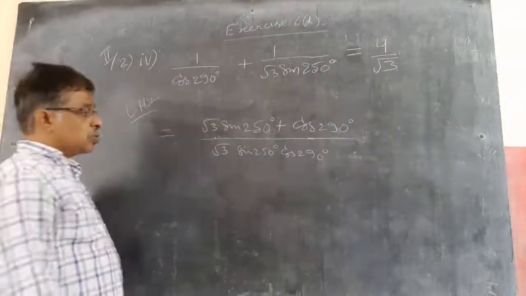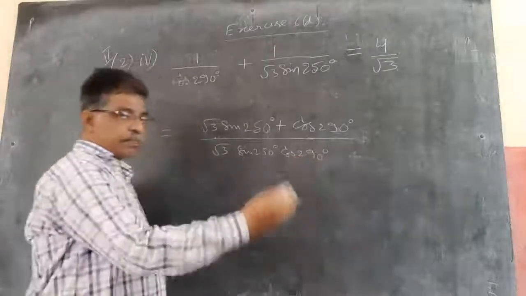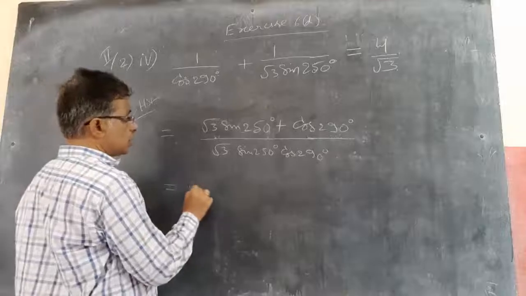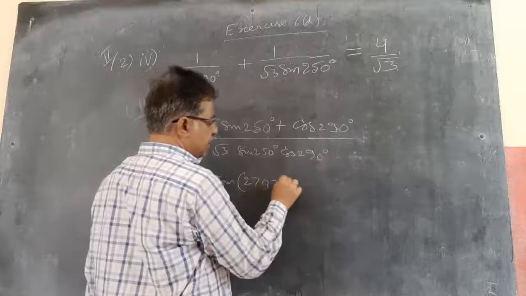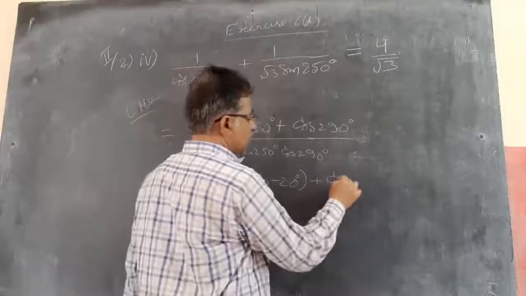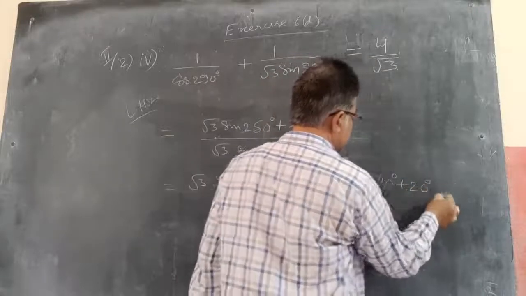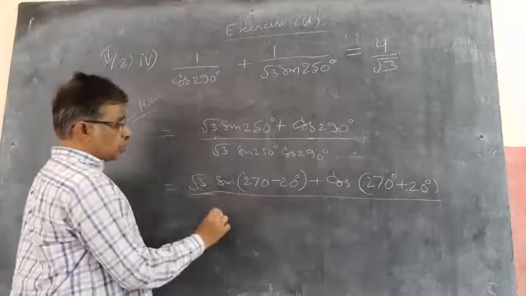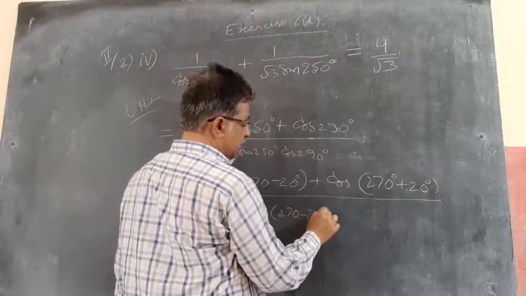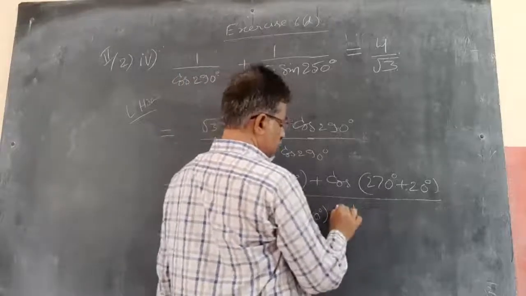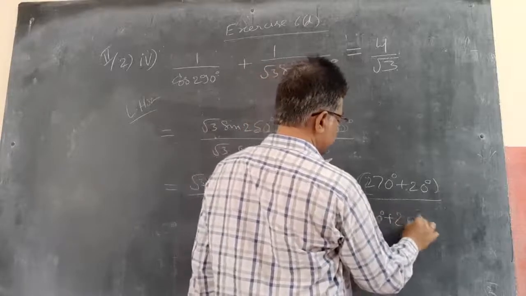Now 250, how can I write? 270 minus 20. 290 is 270 plus 20. So what happens? Root 3 into sin of 250 I can write as 270 minus 20 degrees plus cos of 290 I can write as 270 plus 20 degrees, divided by, say, root 3 into sin of 270 minus 20 degrees plus cos of 270 plus 20 degrees.